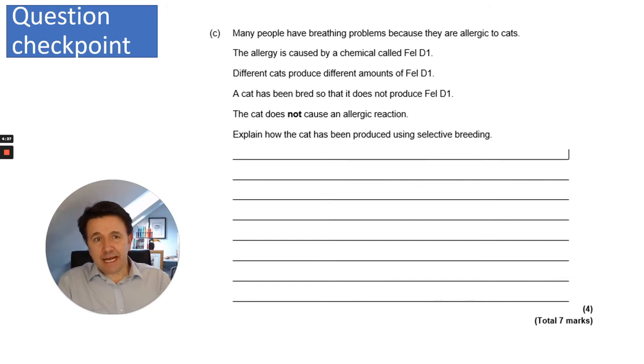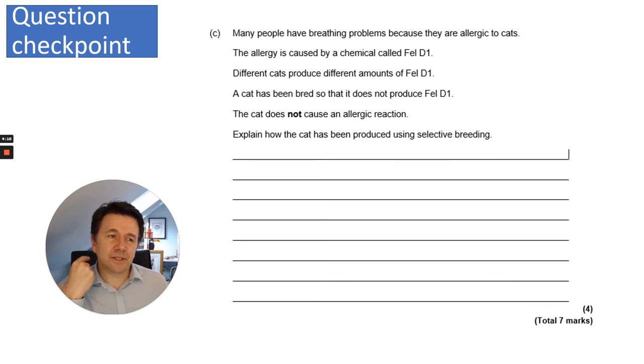So it says different cats produce different amounts of FeL-D1. A cat has been bred so that it does not produce FeL-D1. The cat does not cause an allergic reaction. And then the question says, explain how the cat has been produced using selective breeding. And there are a whole 4 marks here. So the key things is remember the process and explain using the information they've given you.